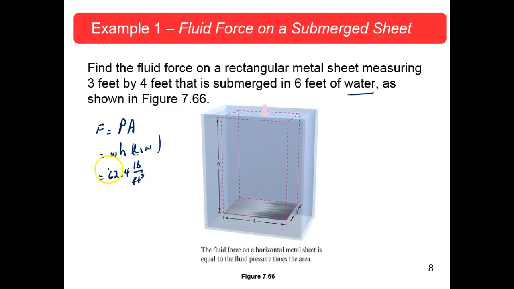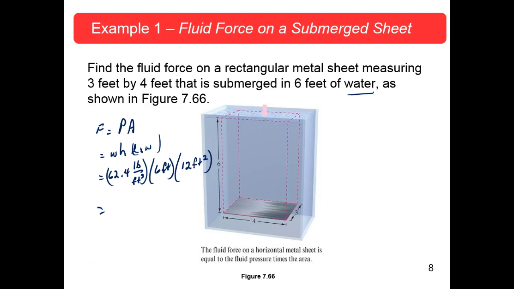Pounds per cubic foot. Okay, these are U.S. customary units, times the height. So what depth was it? 6 feet. Times the area. And what was the area? 12 times 12, what unit? Square feet. Exactly. Okay, so pull out a calculator, crank away.